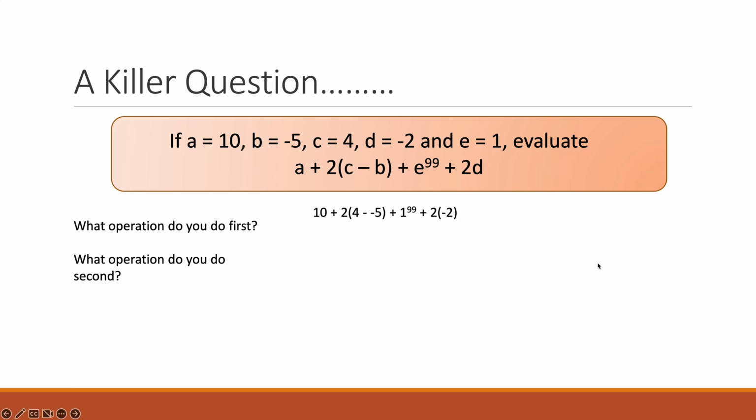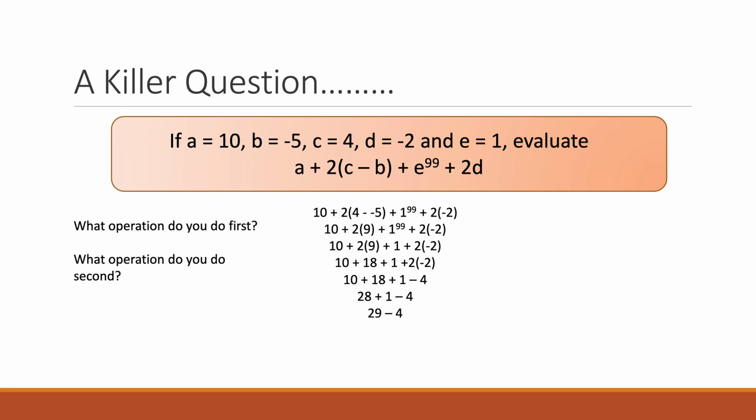Okay, so working it out, first thing I'm going to do is those operation inside the parentheses we spoke of. 4 minus -5 is 9. Now I do the exponent. 1 to the 99th is not 99. Inevitably, someone will get a little careless with that. 1 to the 99th is 1. And now I need to do my multiplication from left to right. 2 times 9 is 18. Then 2 times -2 is -4. Then adding left to right, that's going to be 29 minus 4, which is 25.